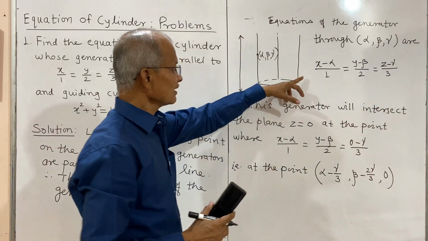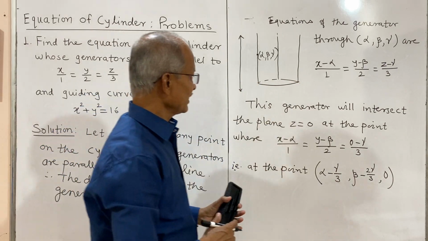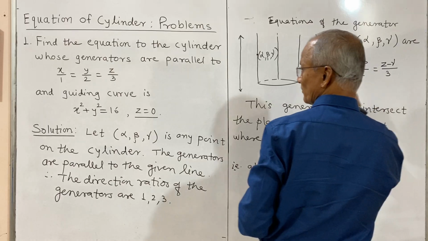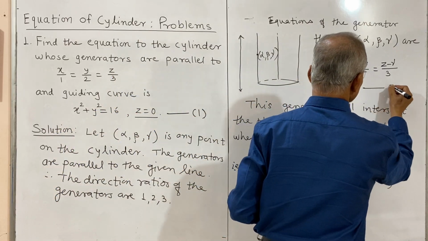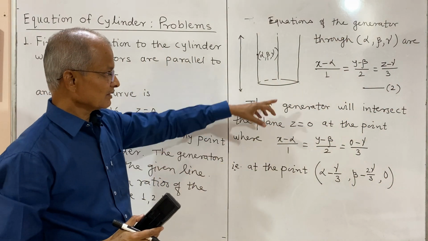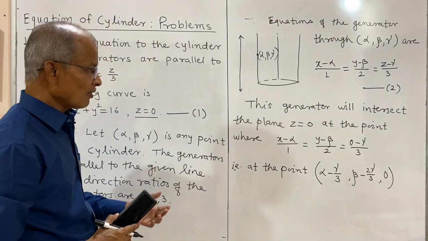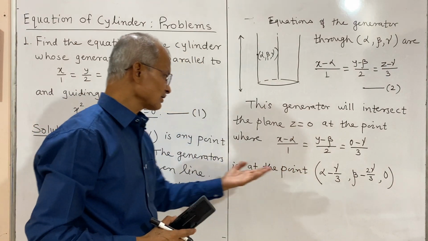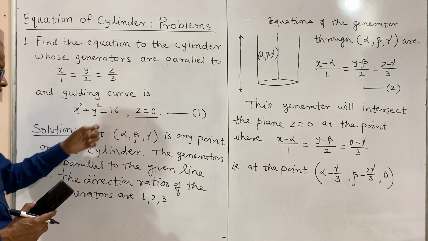We may call these equations 1 and these equations 2. So this generator will intersect z is equal to 0 in this point. Now, this point also lies on the curve, that is x square plus y square is equal to 16.